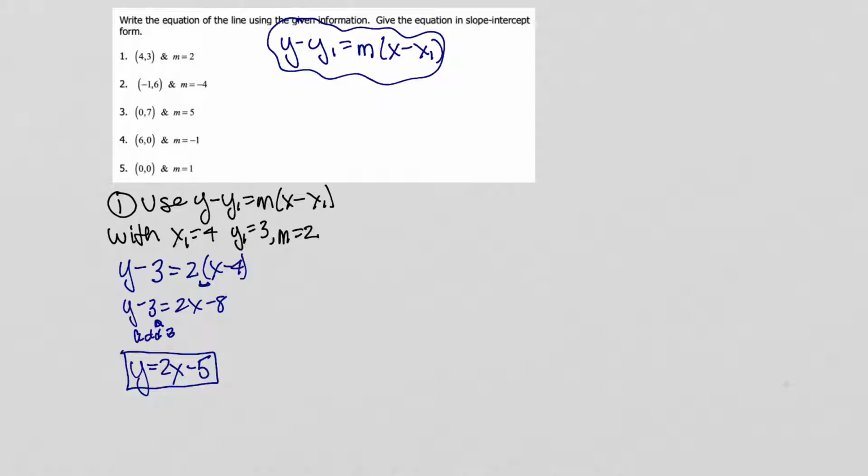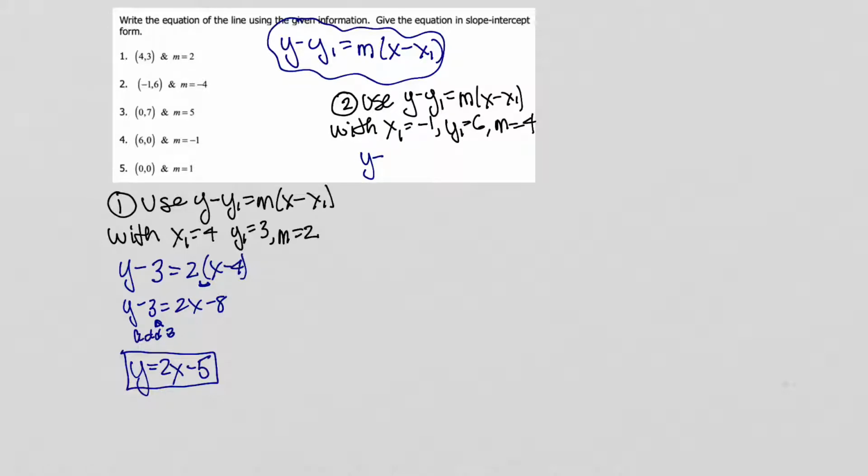Number 1 is done. For problem 2, I'm going to keep writing that template because it puts it in my head. y minus y1 equals m times x minus x1, and I'm going to use that template with, now what are we given here? What is x1? Negative 1. What is y1? 6. And m is negative 4. So I'm going to use that template with x1 equal to negative 1, y1 equal to 6, and m equal to negative 4.